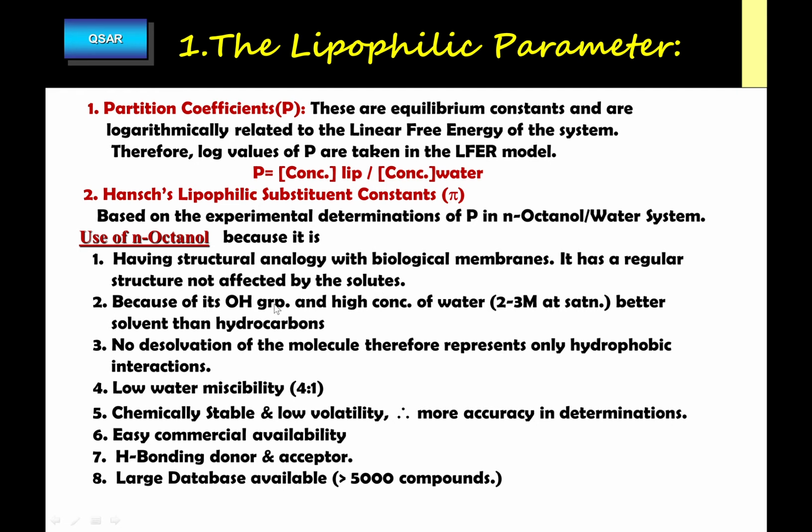It has one OH, so it has a little bit of desirable polarity, and is better than purely hydrocarbons like toluene, xylene, benzene, etc. It has low water miscibility. It is chemically stable, so it is separable. It's chemically stable and it's got low volatility, so accuracy is not suffered. It is commercially easily available and low cost. It has a little bit of hydrogen bonding, donor and acceptor property due to this OH, and a large database of results using the octanol water system is there in the literature.